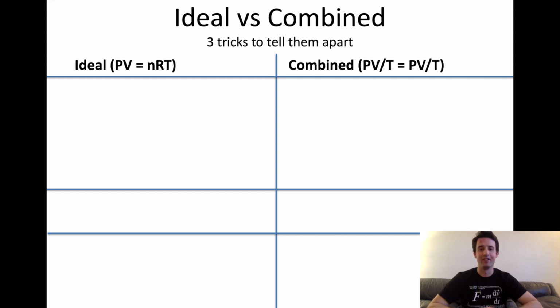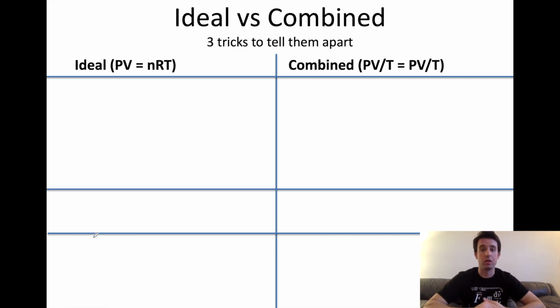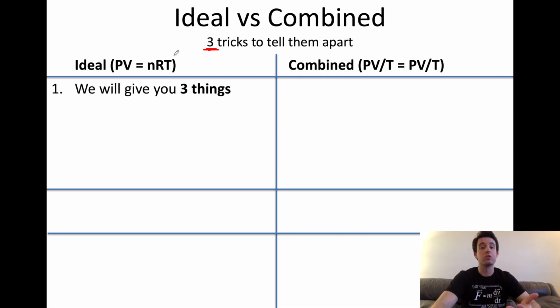So that's awesome. Anyways, today we're going to be talking about the difference between ideal and combined gas laws. Remember when I said there's a couple ways to tell them apart, specifically three ways. And I want you to be comfortable using all three. In a pinch, if you forget one of them, you still have two other ones that you can totally nail it down. So rule number one is the number of things we give you.